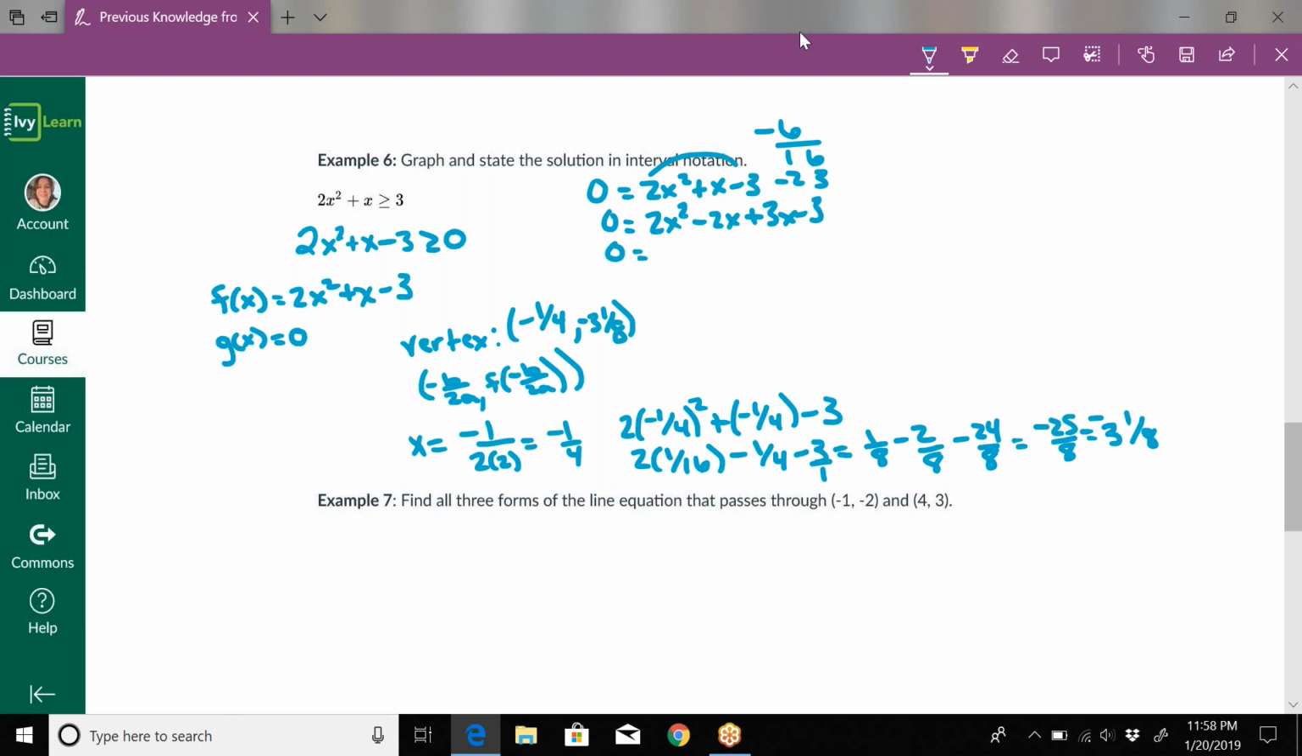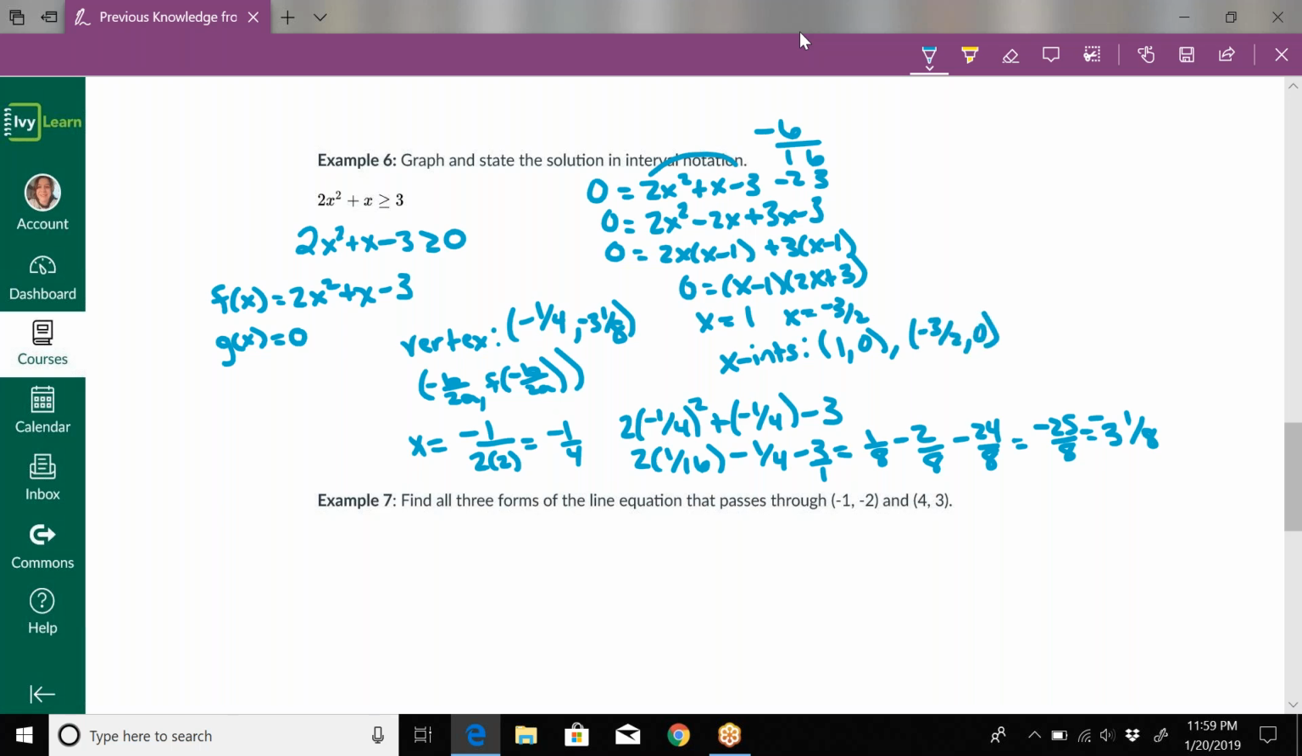If we factor by grouping, this would be 2x times (x minus 1), plus 3 times (x minus 1). So we do get an x minus 1 and a 2x plus 3. Now that would solve to x equals 1 and x equals negative 3/2. So my x-intercepts, because that's when we set it equal to 0, would be (1, 0) and (negative 3/2, 0).